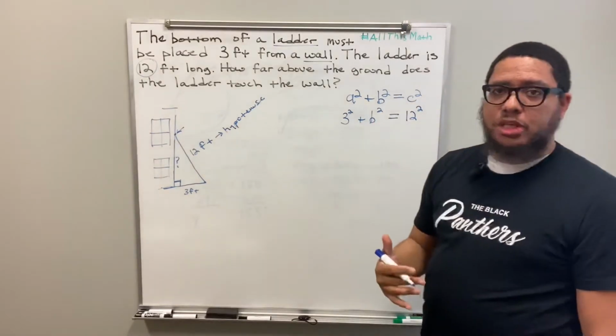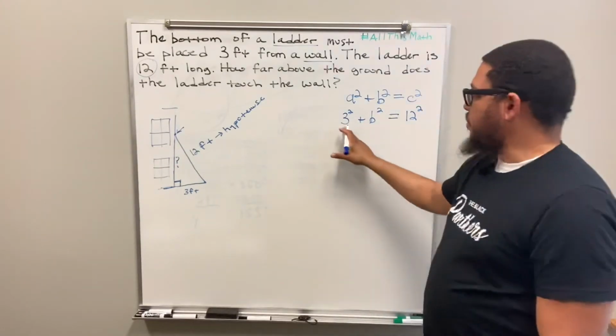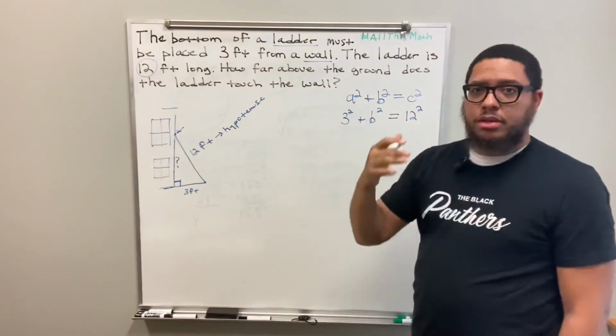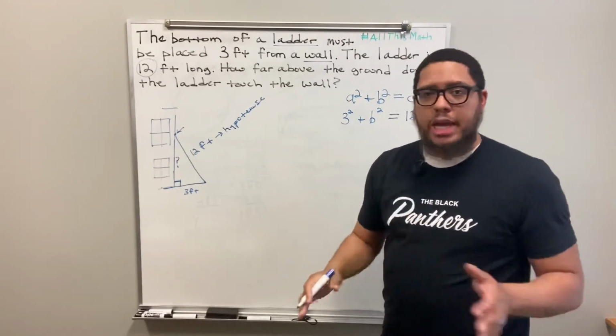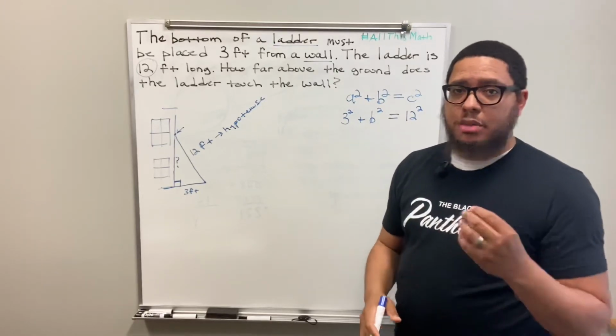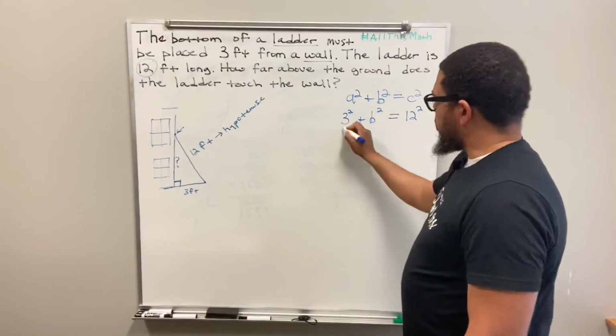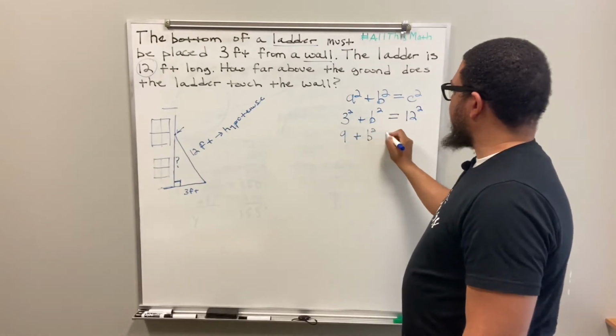Now the way I solve for b squared is I simplify everything I can. So I simplify 3 squared. And again, I want to be clear with you. 3 squared does not equal 3 times 2. It does not equal 3 times 2. 3 squared equals 3 times 3, which is 9. So this becomes 9. And then we have a plus sign, and we got b squared.